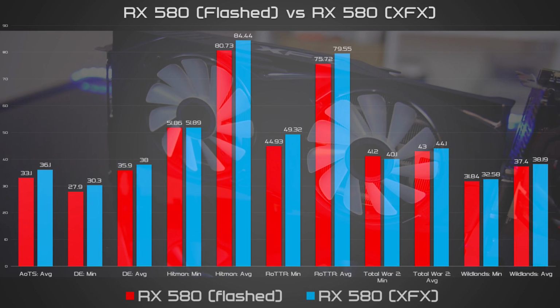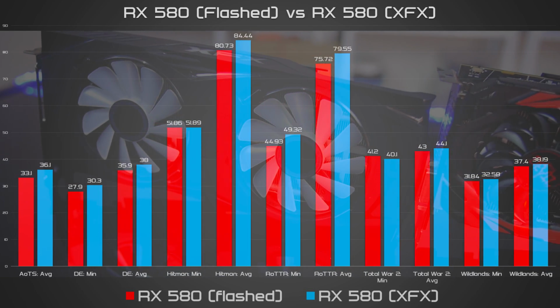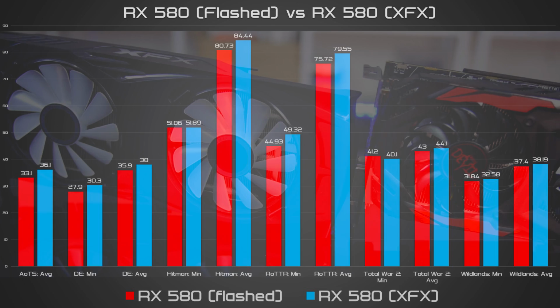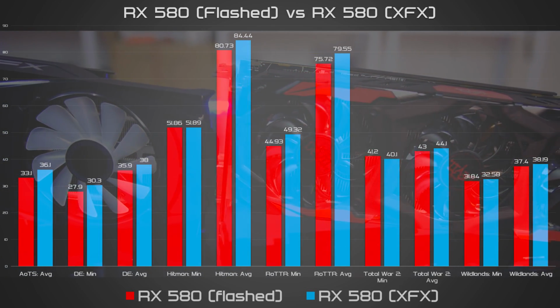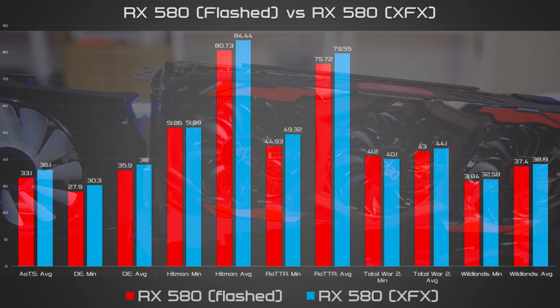Now, if we compare it to the fastest RX 580 that's on the market, this XFX GTR-S Black Edition, which comes with a core clock of 1,450 megahertz, it falls behind by about 5-8%, which makes complete sense, again, because the core clock on the 580 that we flashed is about 8% lower than the GTR-S Black Edition.